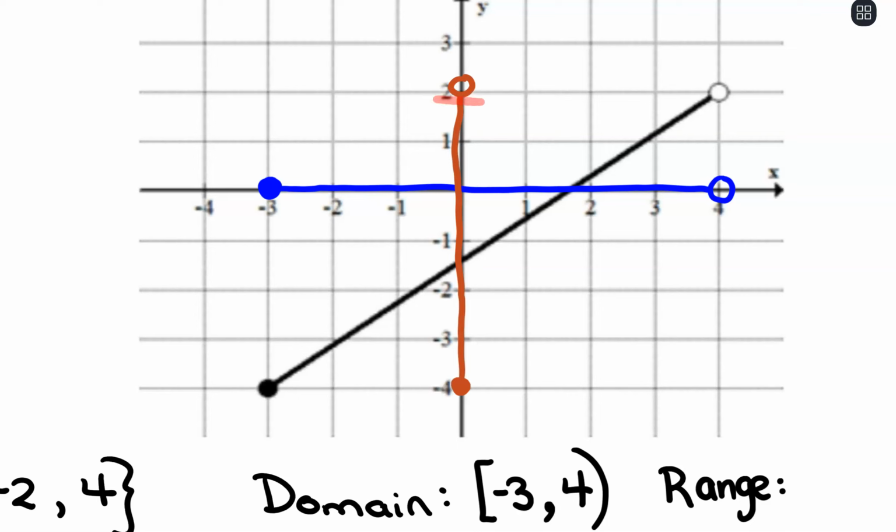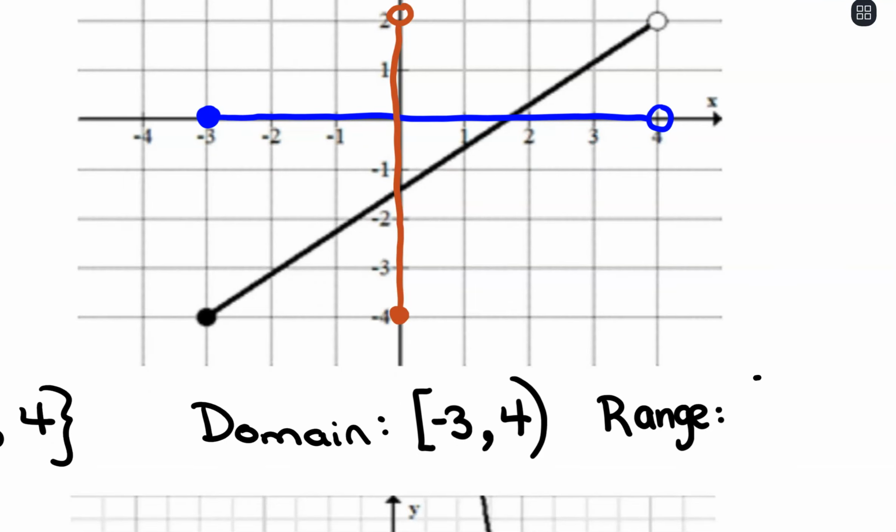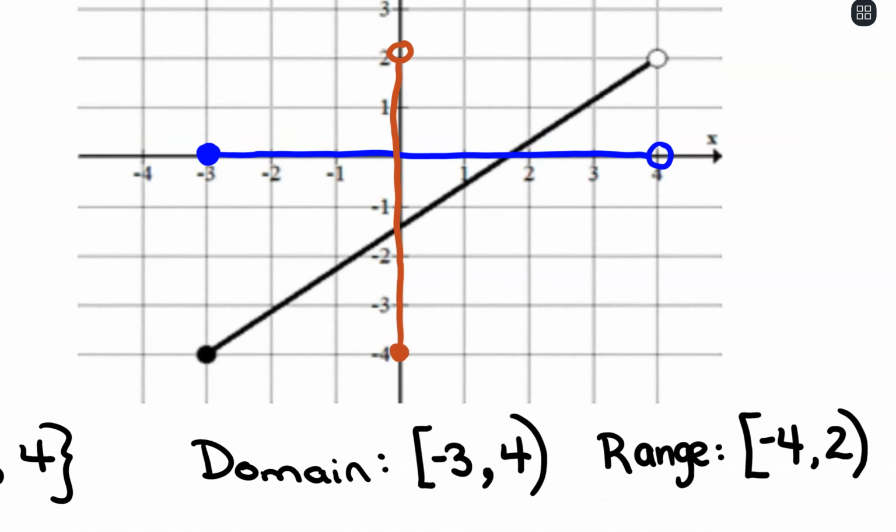But if we were at like 1.999999 for y, our function is defined, but it's just at 2 we're not. So for the range, our lower value is the -4, and we're including it. So I'm going to do square bracket, -4, comma, +2, and then use a curved parenthesis to show we're not including that +2.